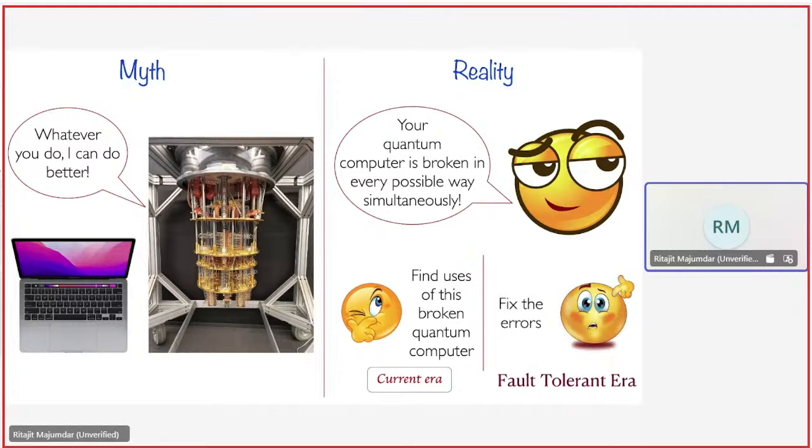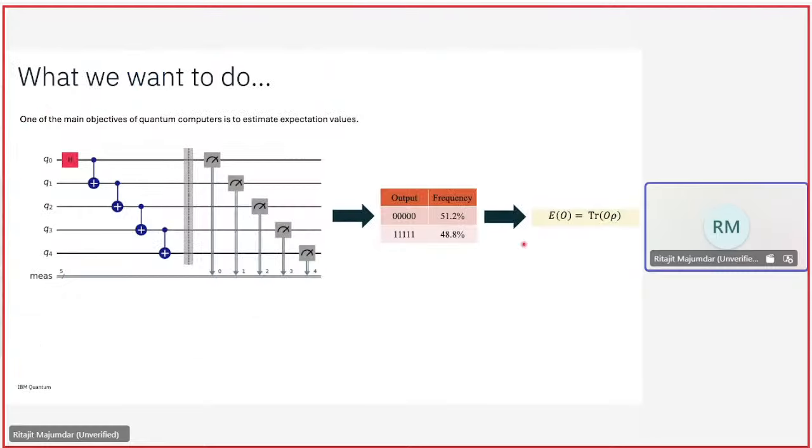Now, what do we want to do? Well, using a quantum computer, we can do two things. We can get the probability distribution. Say this is a quantum circuit. For those of you who know, this is a GHZ quantum circuit. If you don't know, don't worry. We don't need this throughout our lecture. This is just for an example.